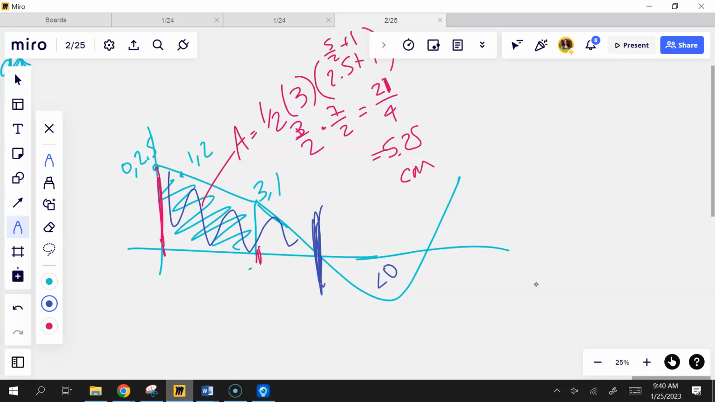I figured you approximated. It's kind of hard to approximate on here. As long as you were close, 3.5, 3.25, somewhere in there, that's fine. Yeah, that's fine.